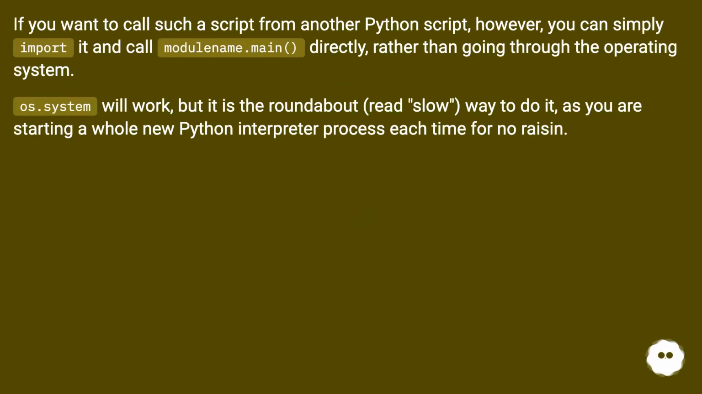If you want to call such a script from another Python script, however, you can simply import it and call modulename.main directly, rather than going through the operating system. os.system will work, but it is the roundabout, slow way to do it, as you are starting a whole new Python interpreter process each time for no reason.